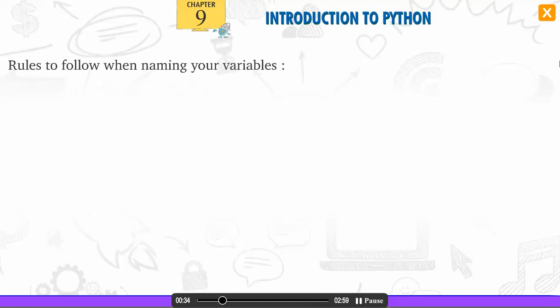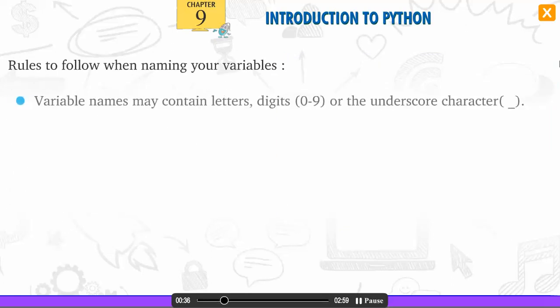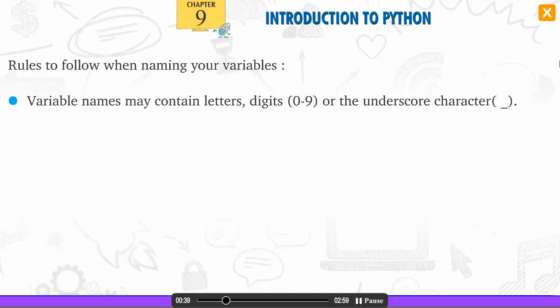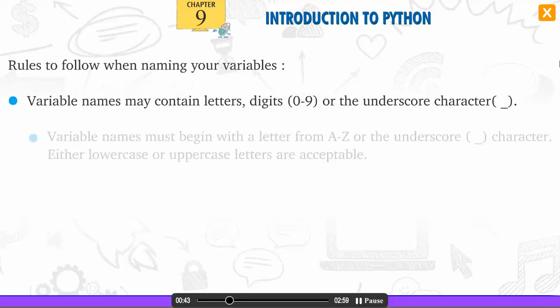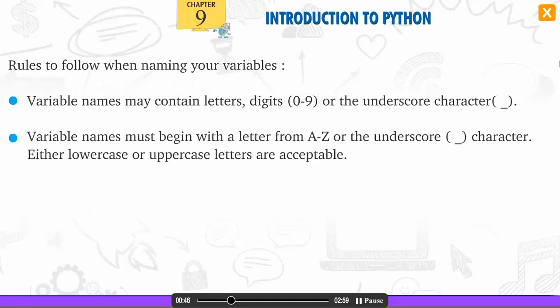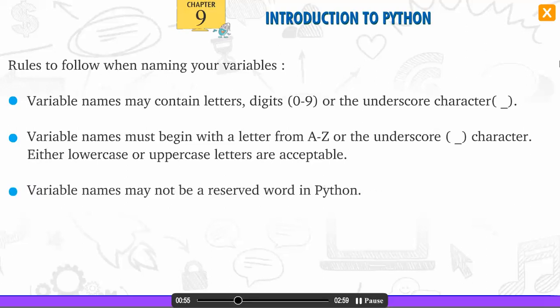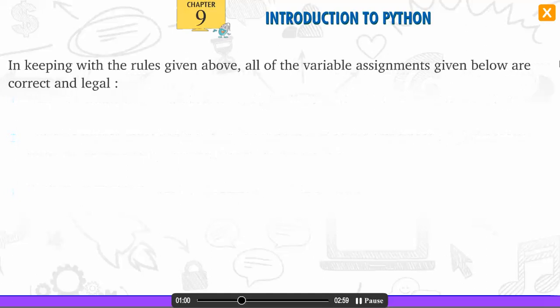Rules to follow when naming your variables. Variable names may contain letters, digits 0 to 9, or the underscore character. Variable names must begin with a letter from A to Z or the underscore character. Either lowercase or uppercase letters are acceptable. Variable names may not be a reserved word in Python. In keeping with the rules given above, all of the variable assignments given below are correct and legal.